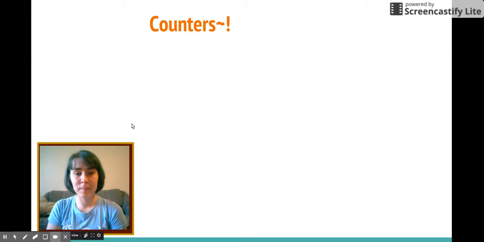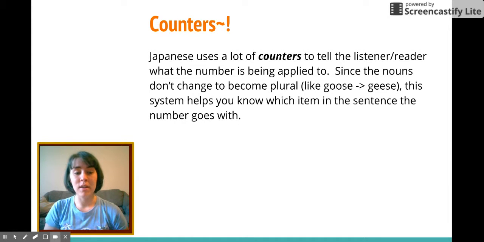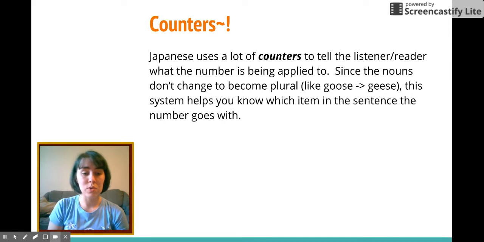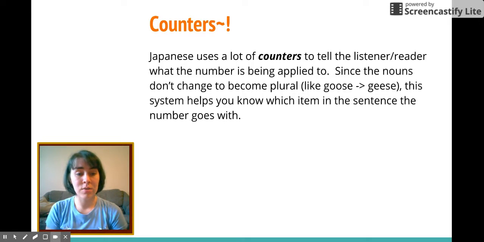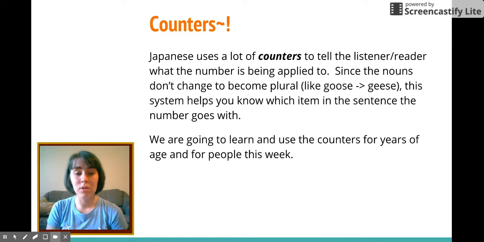Grammar time! Counters. Japanese uses a lot of counters to tell the listener or the reader what the number is being applied to. Since I already mentioned that nouns don't change and become plural, like goose becomes geese in English, the counter system helps you know what is being counted with the number that you say in your sentence. So we're going to use and learn the counters for years of age and for people this week.